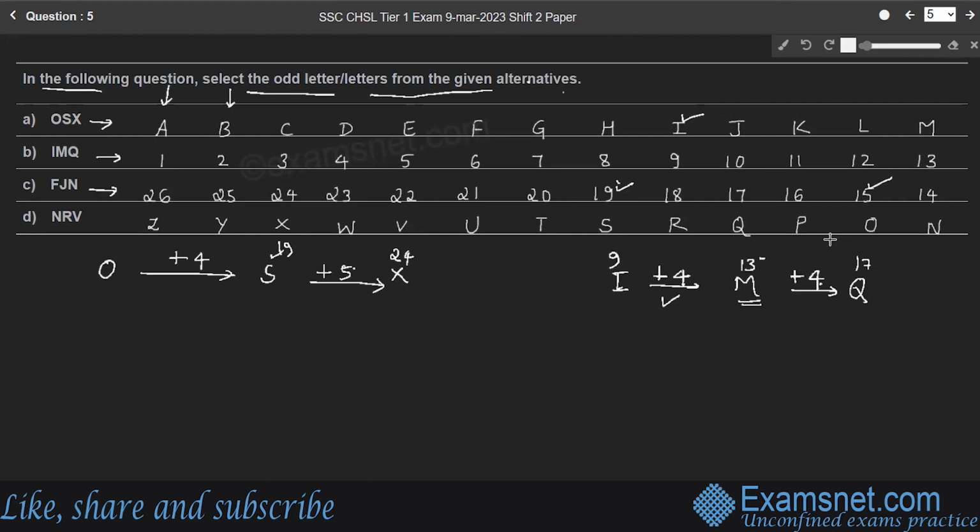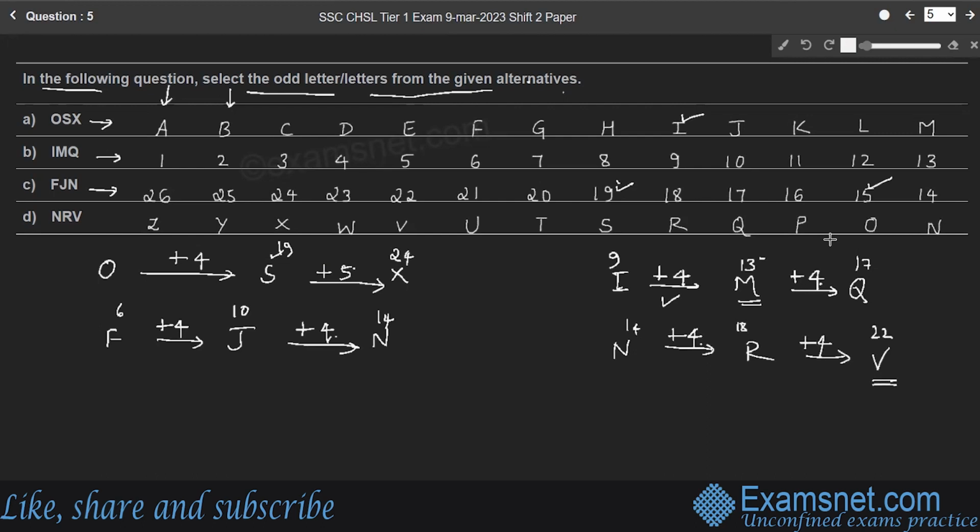Consider the third letter cluster, F, J, N. Here F is 6. J is 10. Therefore, we can write F plus 4 as J. N is 14, so again we add 4 here. Next one, NRV. N is 14. R is 18. Therefore, add 4 to N to get R. V is 22. Add 4 to R to get V.